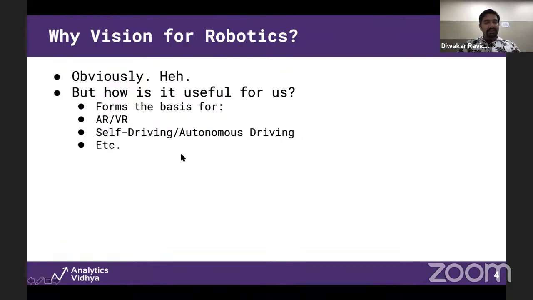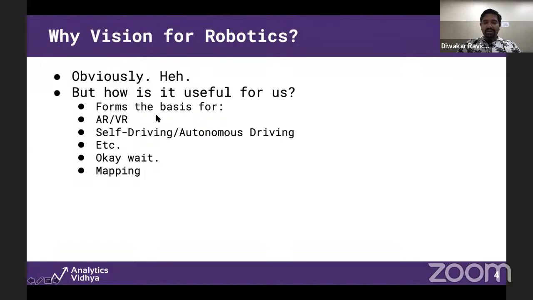So initially this was how my presentation was made. It said AR, VR, self-driving, autonomous driving, etc. But typically, we always say etc., and it does not end. You really just want a little bit more. So this is what vision for robotics does.